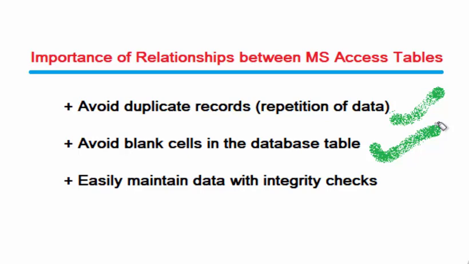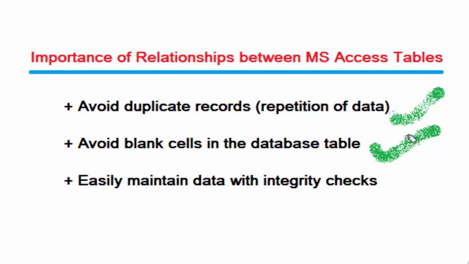Assuming now it is a big school with 1,000 plus students, and like a quarter of them do not use transport, you'll end up having cells in the table which are blank because simply those students are not using the transport. So if you have a relationship between tables, you will avoid blank cells in the database table.